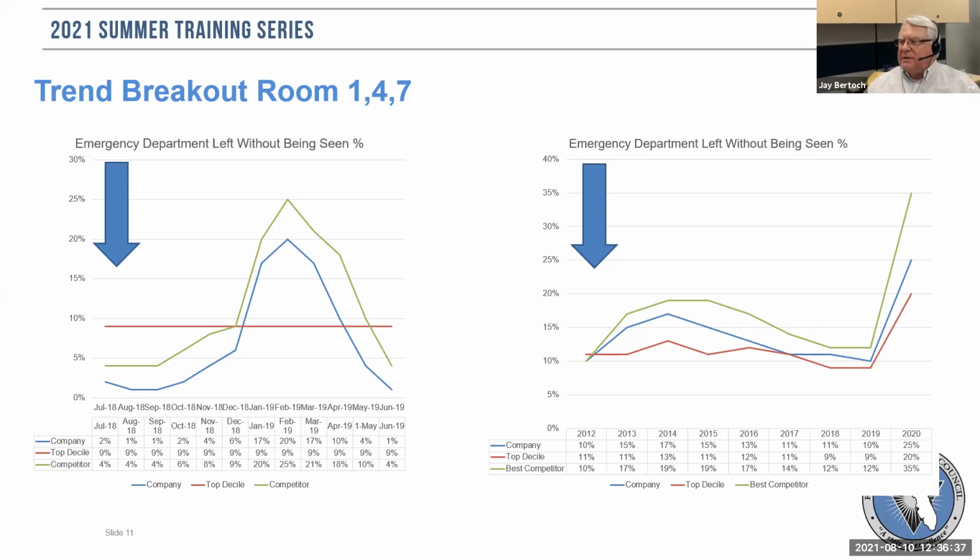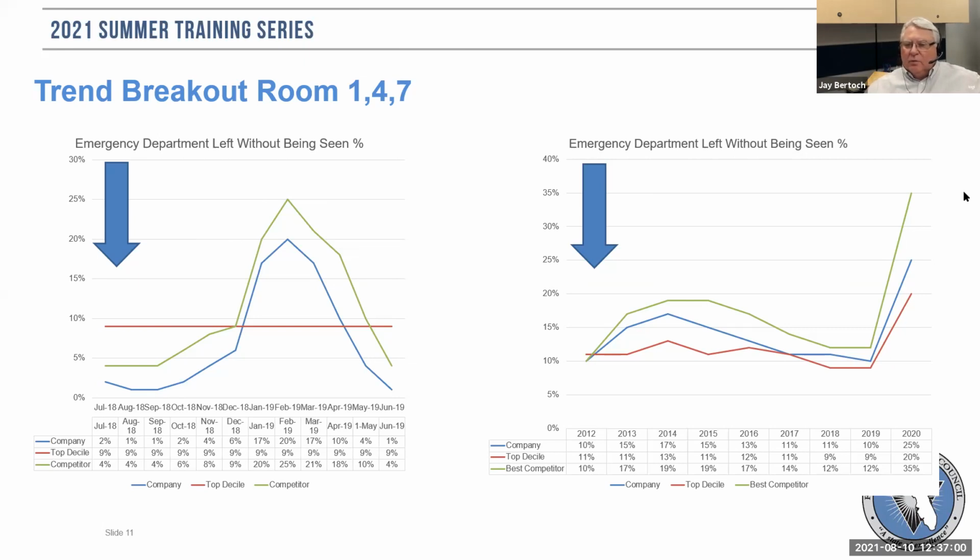There's not enough of a time period here on the left in terms of data points to really tell us what's going on from a trend standpoint. If you look at the data on the right, we've got lots of data points that show us on a long-term basis what's really happening from a trend standpoint. On the right, you can see that there was great improvement being made in the number of people that were leaving without being seen from the emergency department.